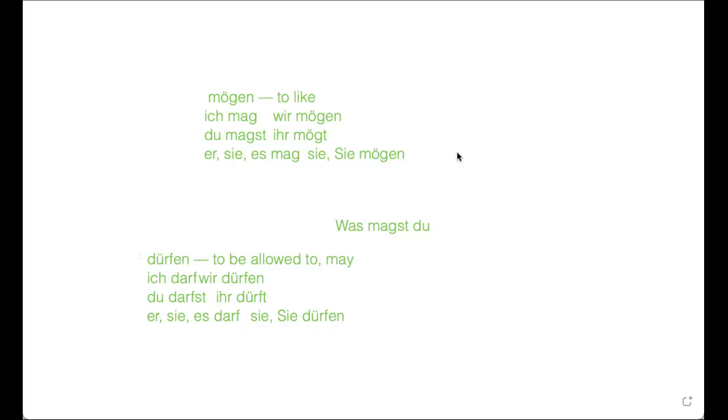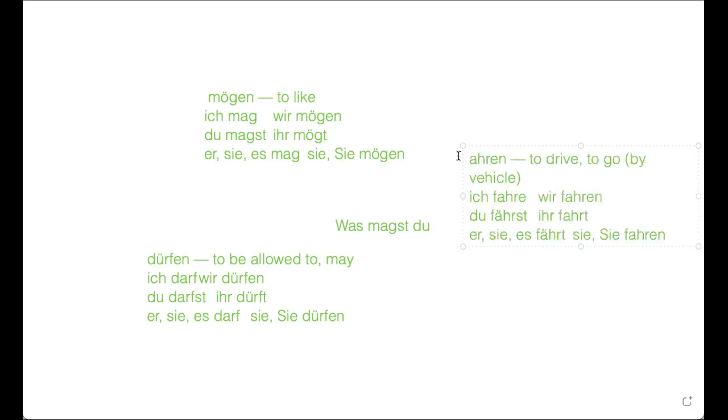Dürfen. Ich darf, du darfst, er/sie/es darf, wir dürfen, ihr dürft, and sie dürfen. Is it clear to you, my team? We have a verb, fahren, to drive. Ich fahre, du fährst, er/sie/es fährt, wir fahren, ihr fahrt, and sie fahren. Is it clear to you?